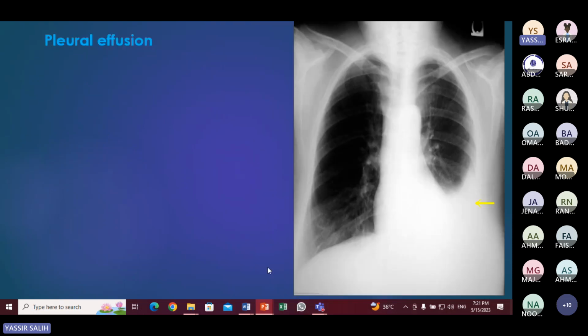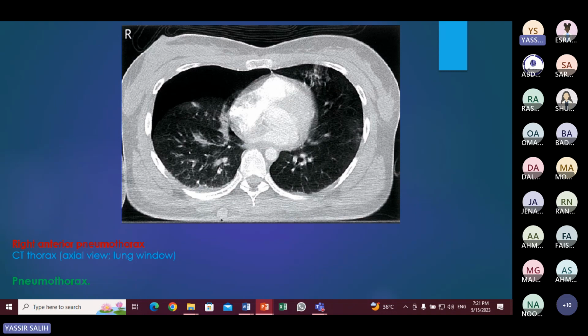أما إذا كانت massive it can cause opacification of the hemithorax. إذا كانت كثيرة مرة تعمل لنا كل السايد بيكون opaque، اللي هي one of the differentials of opaque hemithorax. What is the imaging examination of this imaging examination?